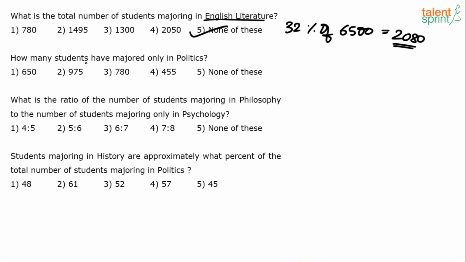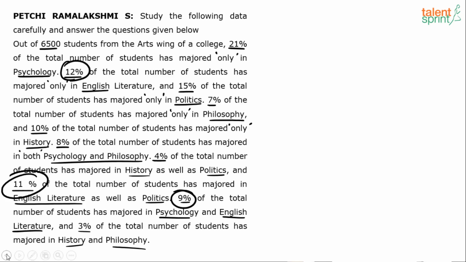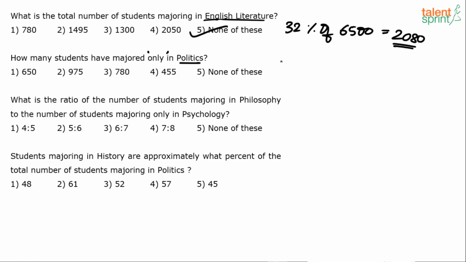Next question. How many students have majored only in politics? This is a straight question. Remember, here the word only was not used, but here he says how many have majored only in politics. Only in politics is a direct percentage. See, 15% of the total have majored only in politics. 15% is the answer. 15% of what? 6,500. So this should be 15% of 6,500. So that is like 650 plus 325, 975. Simple. Option 2.